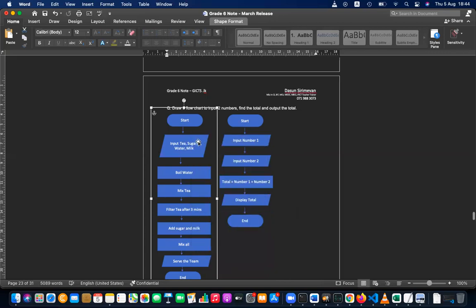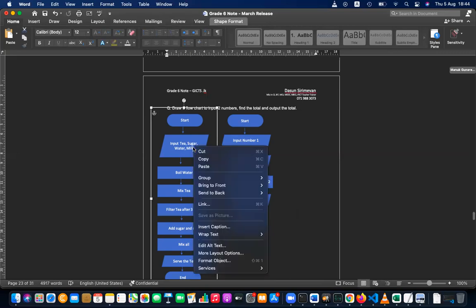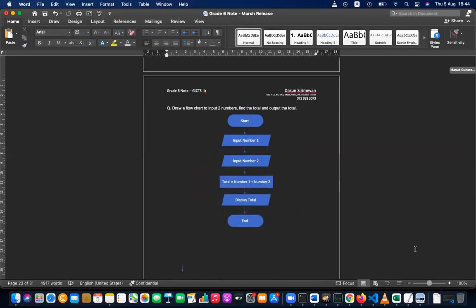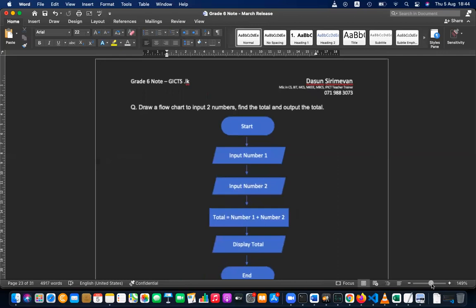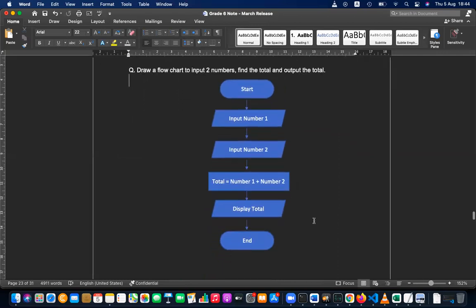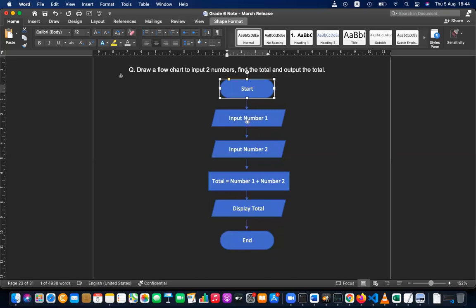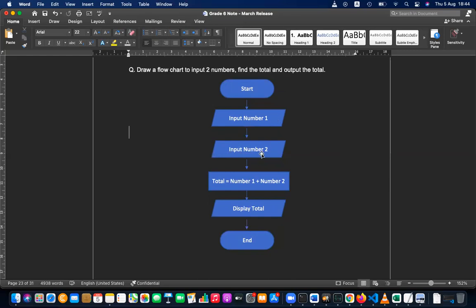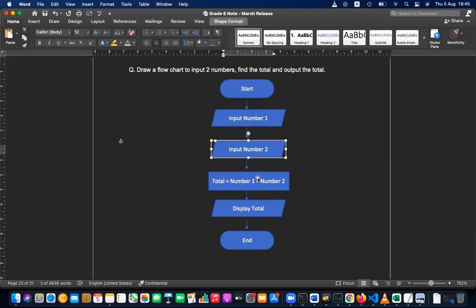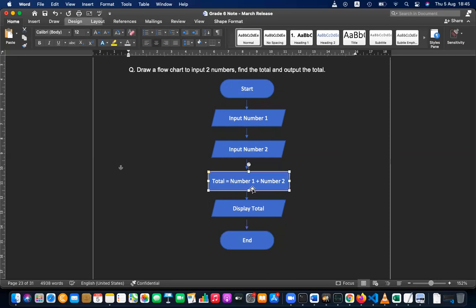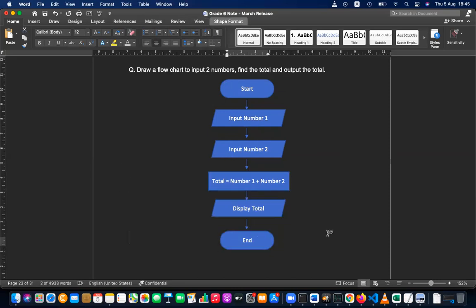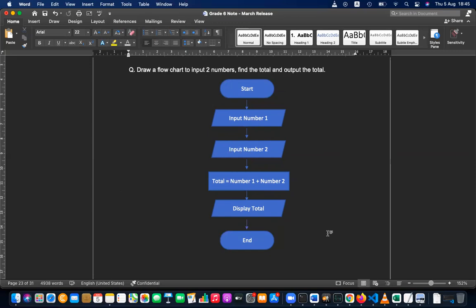And you can draw the flow chart which is related to adding two numbers. First, you have to start. After that, you have to input number one, that is input. Inputs use a parallelogram. Input number two. Then total equals number one plus number two. That is how you add two numbers. Display total and end. Okay, please draw this. Draw this quickly.